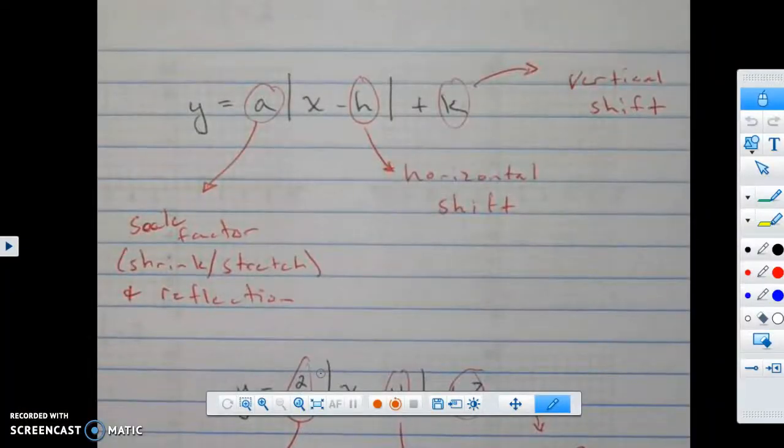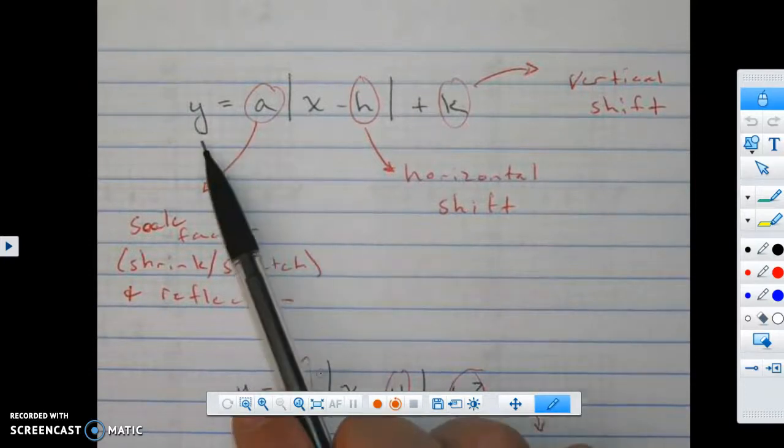Okay, I'm going to do my best to put together a quick review video for graphing absolute value functions, just understanding these functions in their general form, and being able to describe a given function or graph as well. So just a quick review.